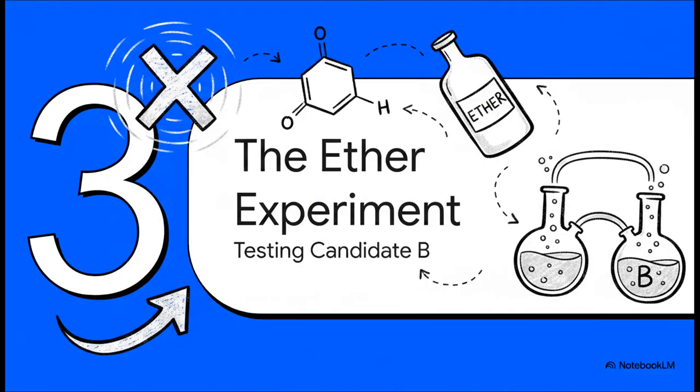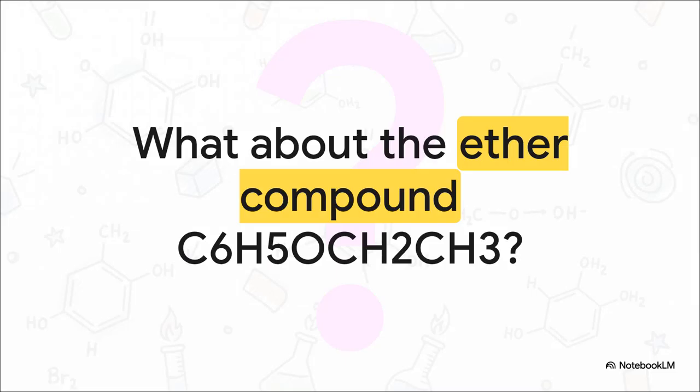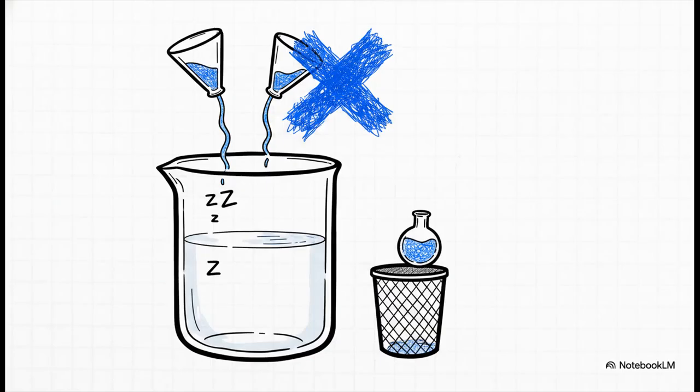Okay, on to Section 3, the ether experiment. Let's pivot and see what happens with our next candidate. What about candidate B? This is the ether compound with that rather long formula, C6H5OCH2CH3. Do you think this ether will succeed where the weak base completely struck out? Tracing that second arrow away from phenol, what do we find? Yup, another big, bold X.